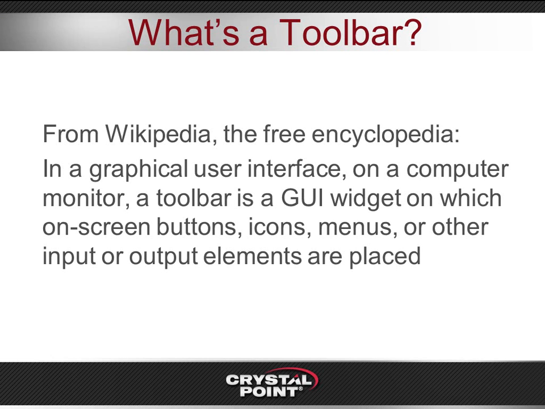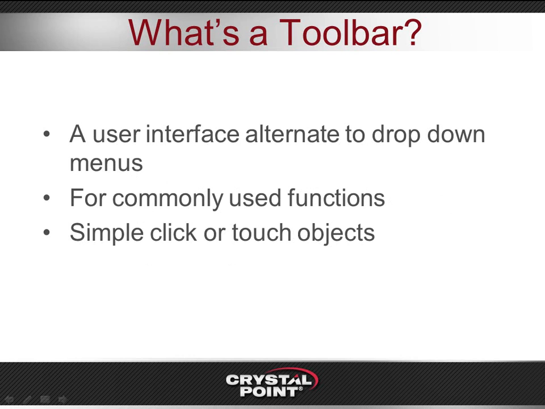What is a toolbar? The Wikipedia definition defines it as a graphical user interface widget on which on-screen buttons, icons, menus, or other input or output request elements are placed. As a further definition, a toolbar may be used as a shortcut alternative to a menu with drop-down choices, or it may just link to common functions. It is generally composed of simple, clickable objects.